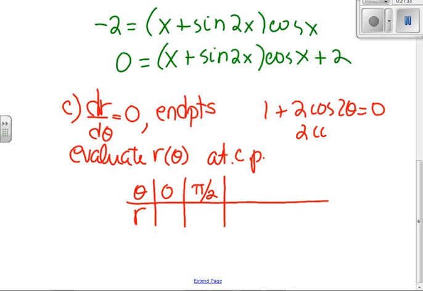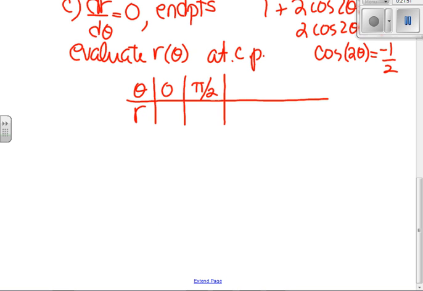So 2 cosine of 2 theta equals -1, so the cosine of 2 theta is equal to -1/2. And I'm going to be between 0 and pi over 2, but where is my cosine -1/2? If you look at the graph, you can look at it 2 ways. You can look at it this way, that's pi over 2, and so -1/2 is down here. Or I can look at it on the unit circle.